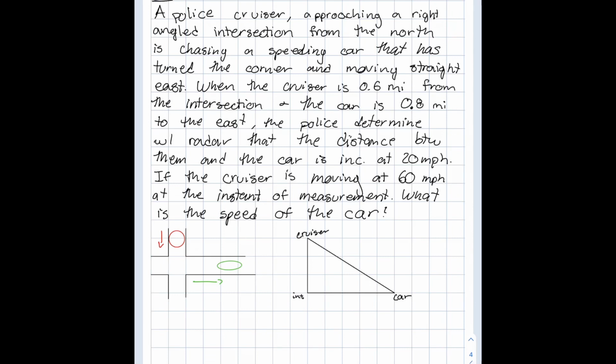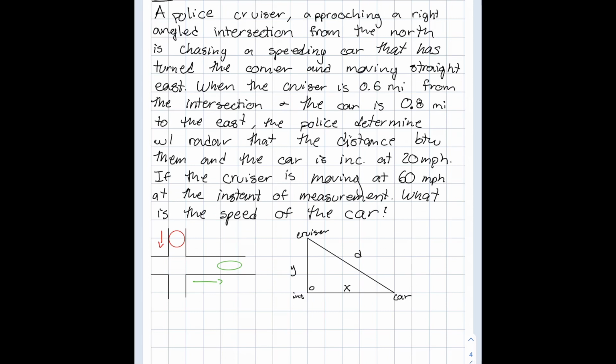Let's call this point ground zero, the intersection. So the position of the car at one point is going to be 0.8, while the other one is going to be 0.6. Let's call this x and this y, and the distance between them, let's call it just d.